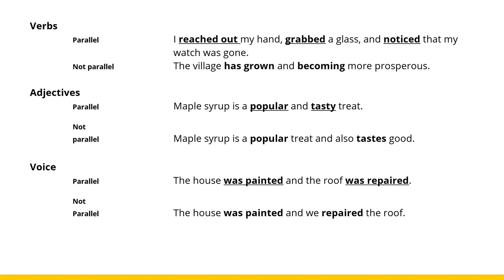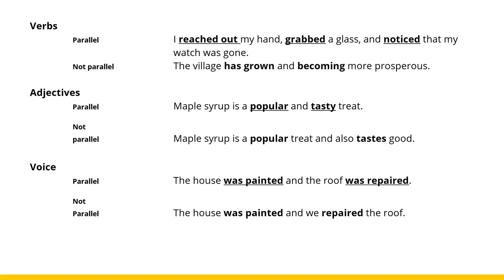The following one is not parallel, and here we have: the village has grown and becoming more prosperous. As you see, has grown is a perfect tense, and becoming is a continuous tense. That's why this sentence is not parallel structured. And the same goes for adjectives and passive voice.